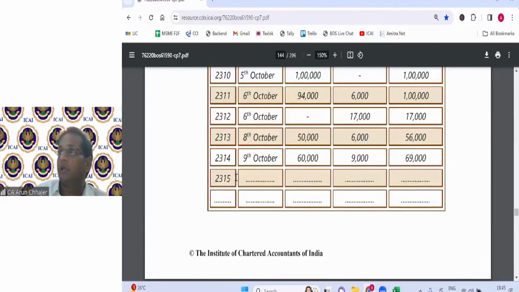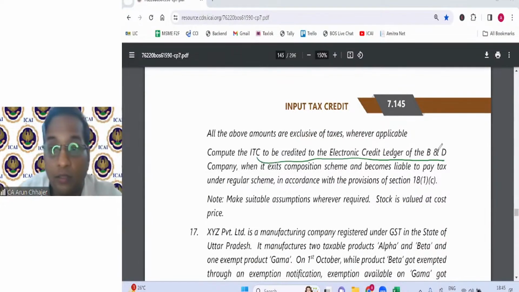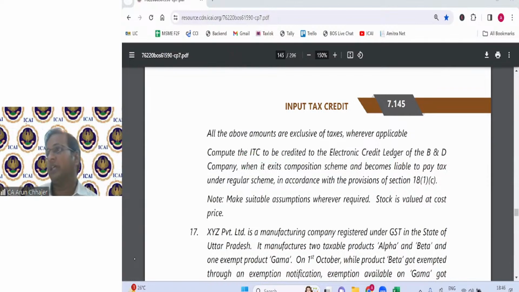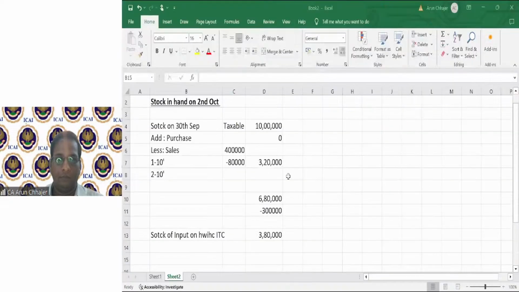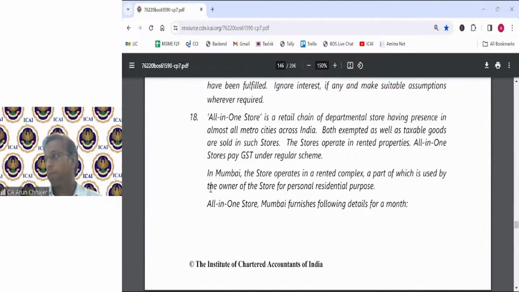ठीक है. So here, I think the question is completed. What is the question asking? Compute the ITC to be credited. We have calculated it on 3rd October, making suitable assumptions. We have done everything. Any problem, any question, kindly ask. आपका कोई counter question, kindly ask. Fine. Let's move further.